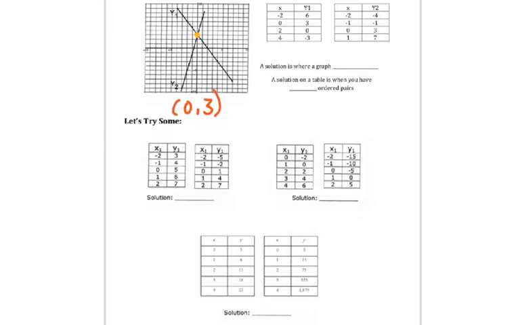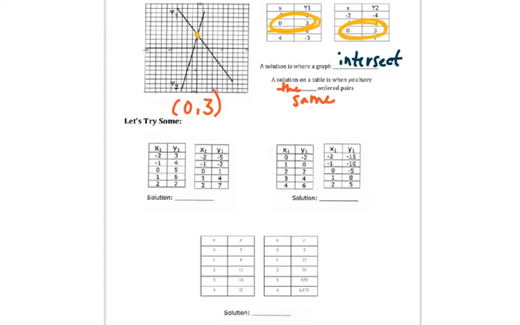But what if you didn't have a graph? A solution is where your 2 lines intersect. We said that on the first page. That's very easy. A solution on a table is when you have the same ordered pair. So if we look, this table has (0, 3), and this table also has (0, 3). So therefore the solution is (0, 3). I could have gotten that by looking at the graph, or I could have gotten that by looking at the table. Very easy.